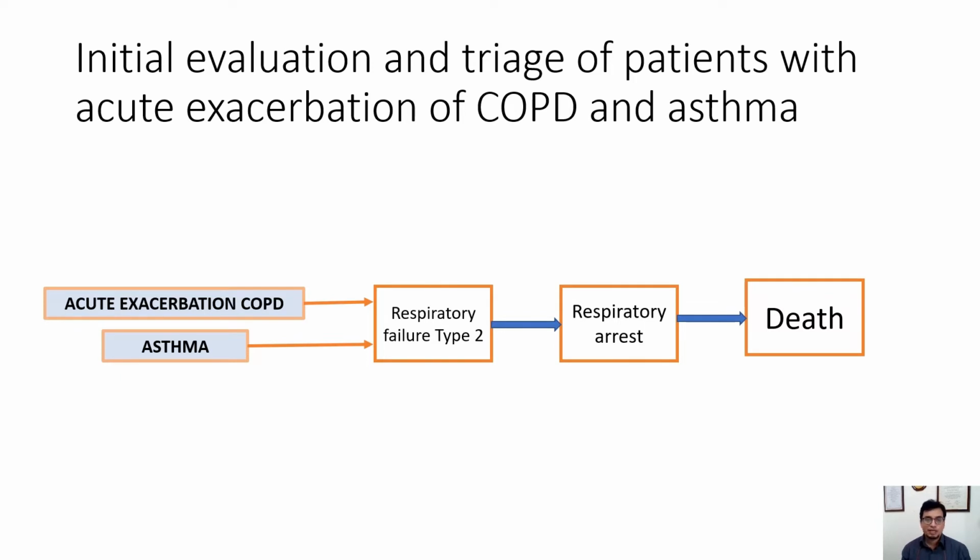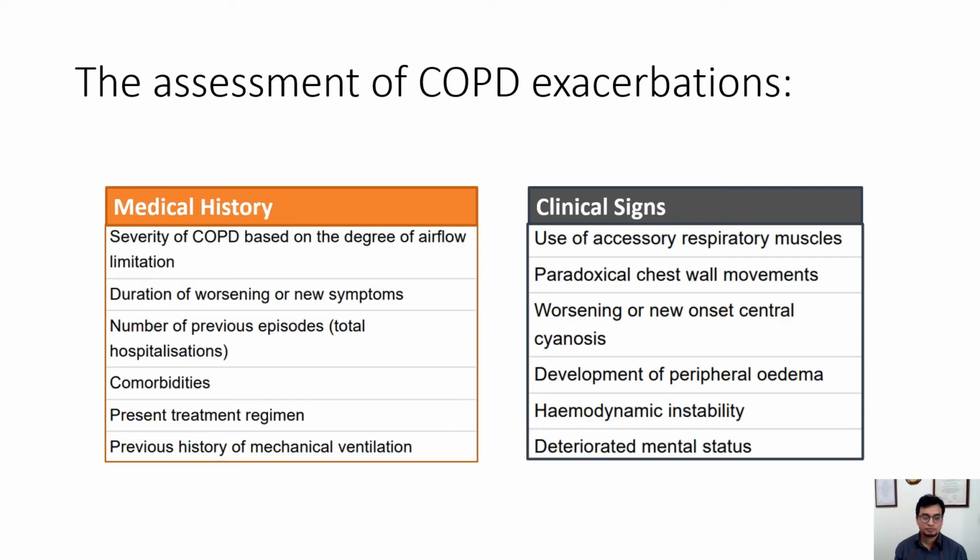So how will you evaluate and triage such patients? Both acute exacerbation of COPD and acute exacerbation of asthma lead to type 2 respiratory failure, and ultimately the end result is respiratory arrest and death. So we have to prevent this. Therefore, mechanical ventilation is very crucial to prevent this disease process from ultimately leading to respiratory arrest and death. And this is the first important intervention to be done.